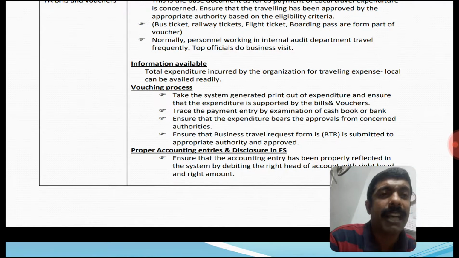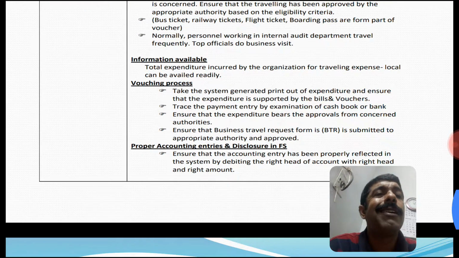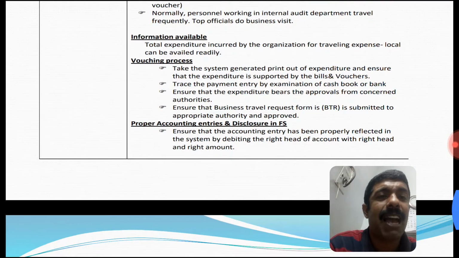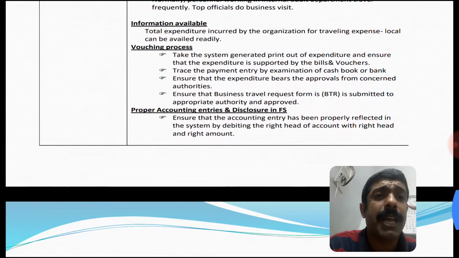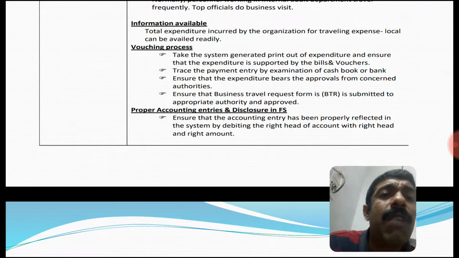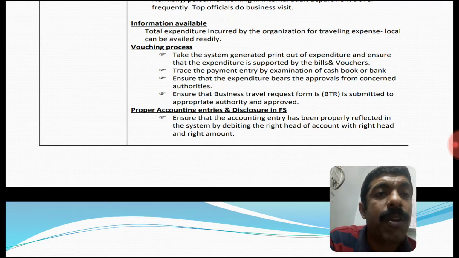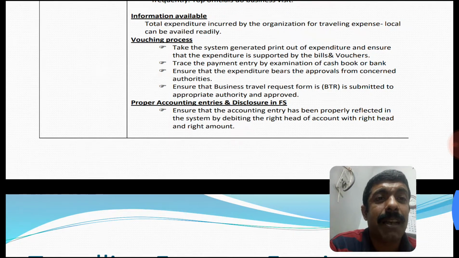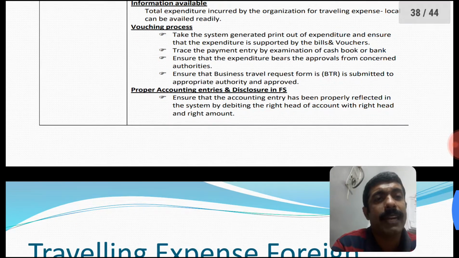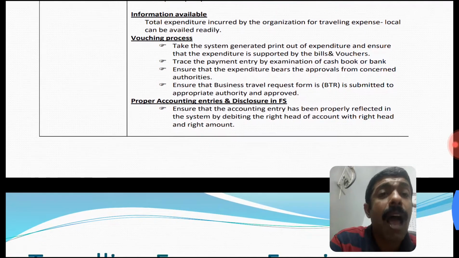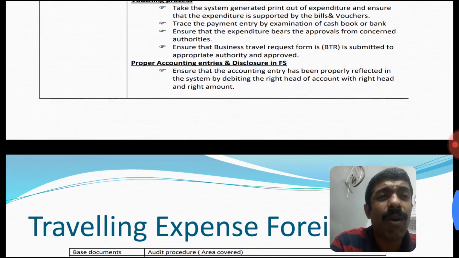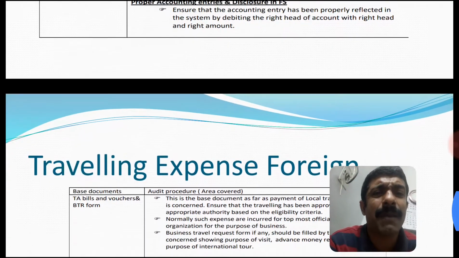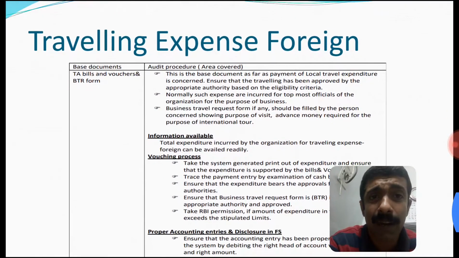The total expenditure incurred by the organization for traveling expense can be readily available. Vouching process is common. Only one additional point: ensure that the business travel request from the concerned person is submitted to the appropriate authority and there is an approval. Proper accounting is also a common point. The entry has been accounted in the right head of expense.